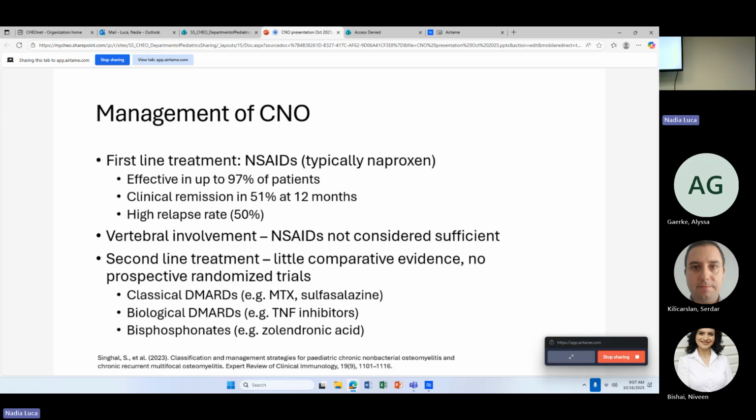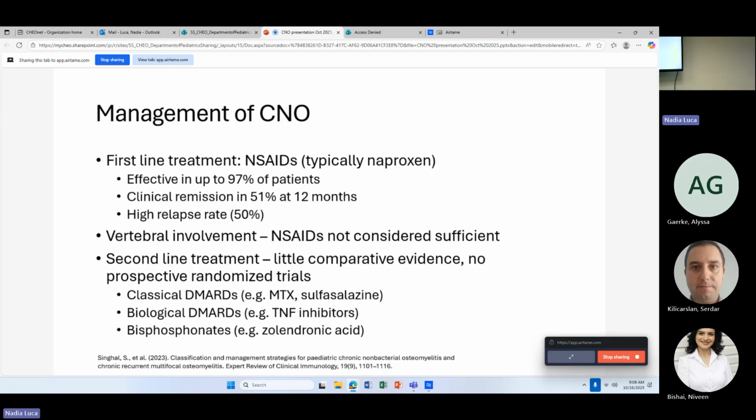They do report a clinical remission of 51%, so not great at 12 months. And I do see this clinically, that there is a high relapse rate. Once you discontinue the naproxen, it's not uncommon that things are going to flare up again. Then we move on to second line treatment. I will just say, if you start out with vertebral involvement, we do not stop at NSAIDs. We definitely don't feel that that's sufficient, and we go on to second line treatment no matter what.